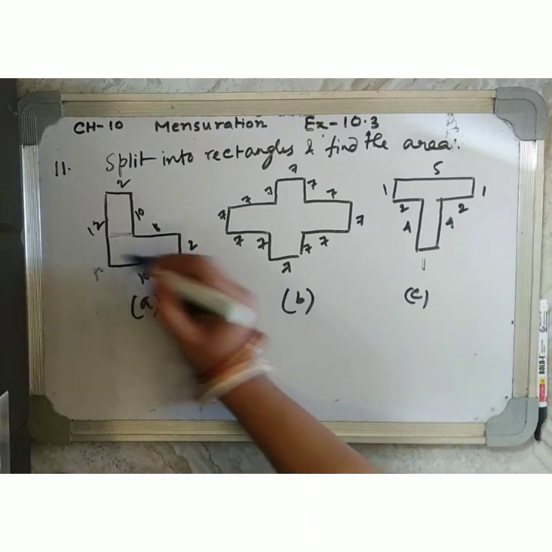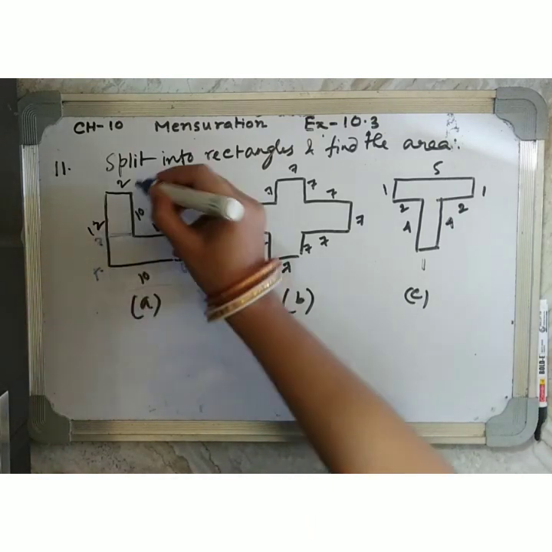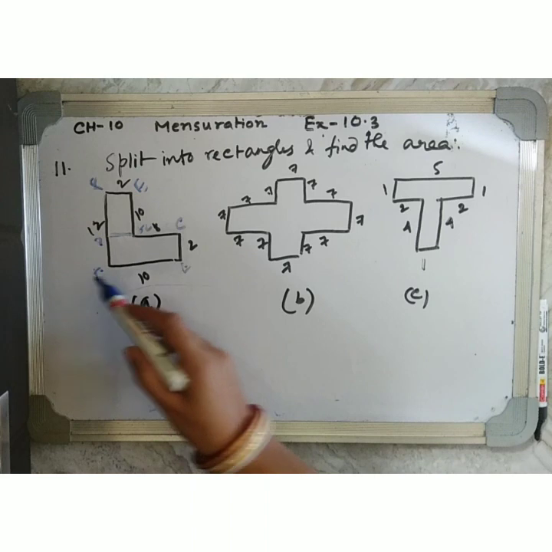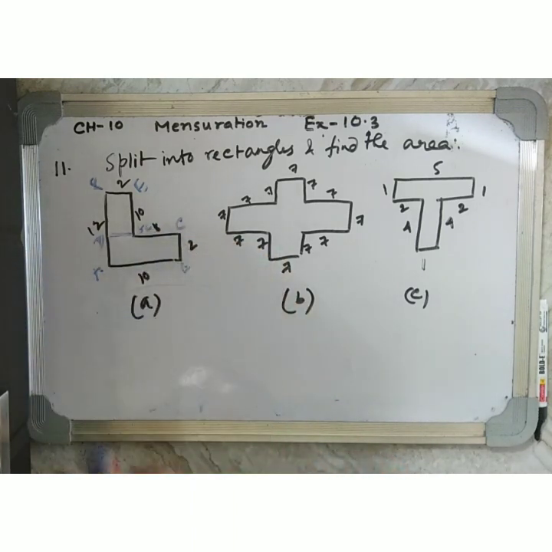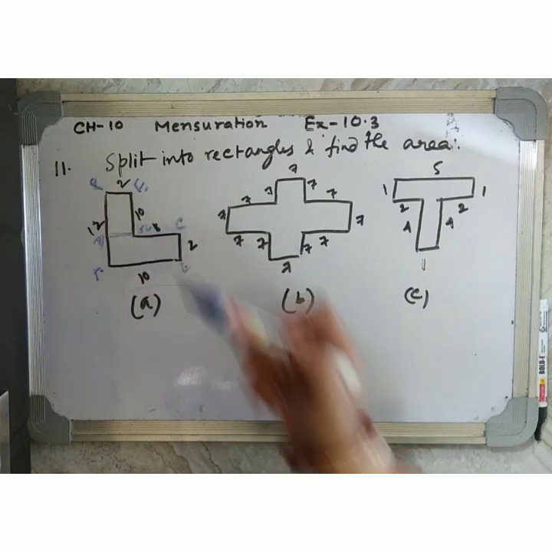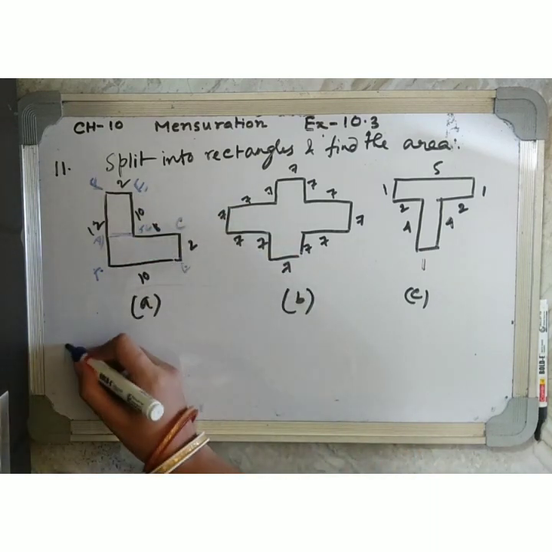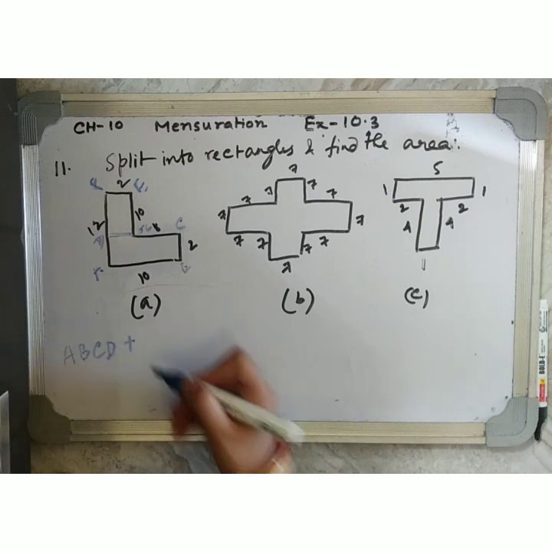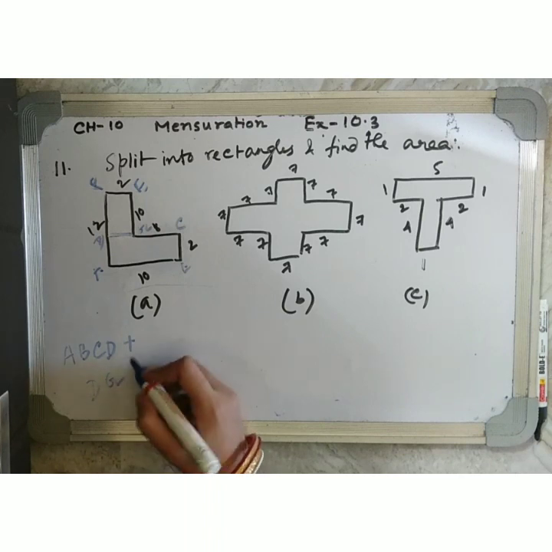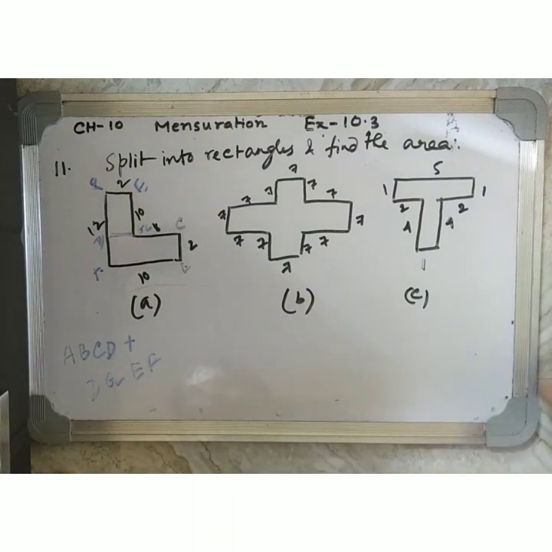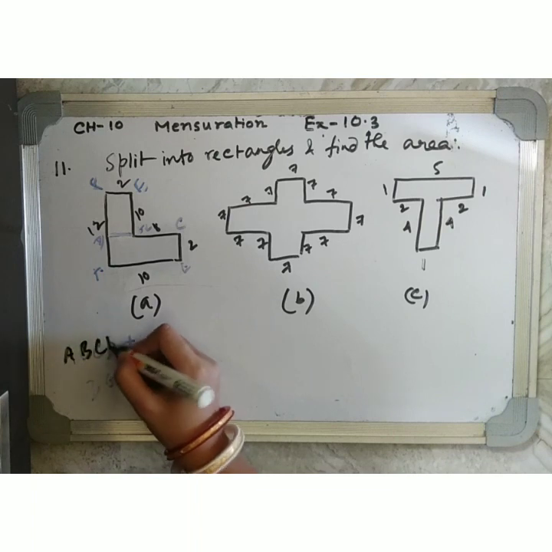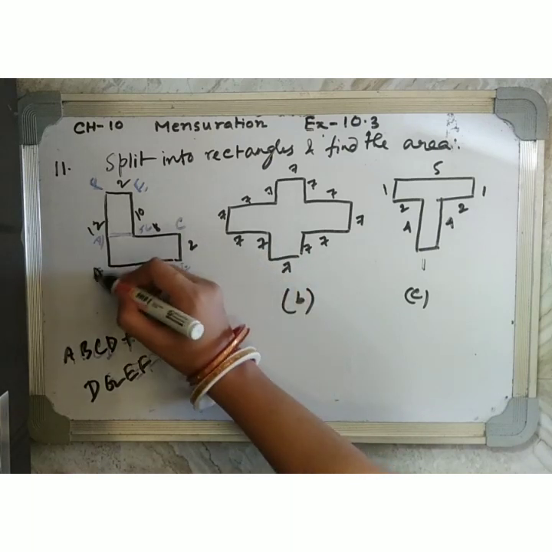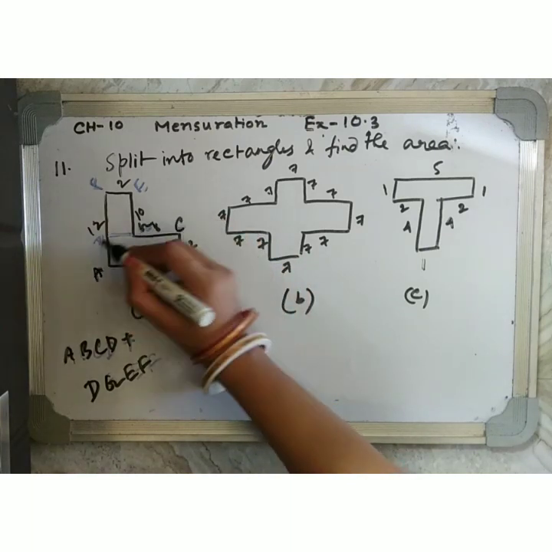Now see, A, B, C, D, E, F, G. So what you have to do? A, B, C, D, the area of this rectangle, and D, G, E, F, the area of this rectangle for this figure. So here the area of A, B, C, D will be added with D, G, E, F. Here are the names. I am writing it again.